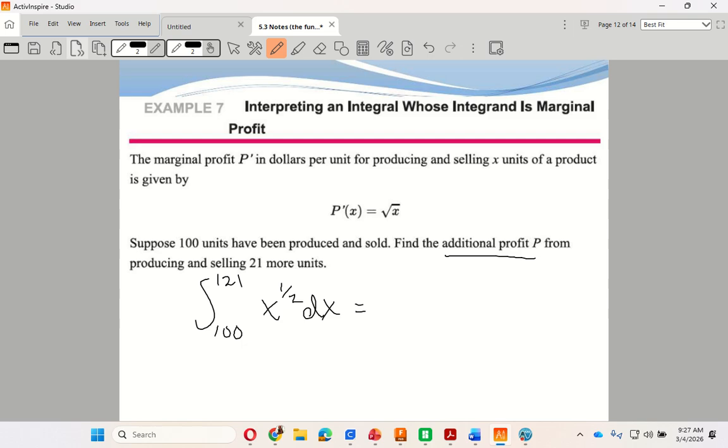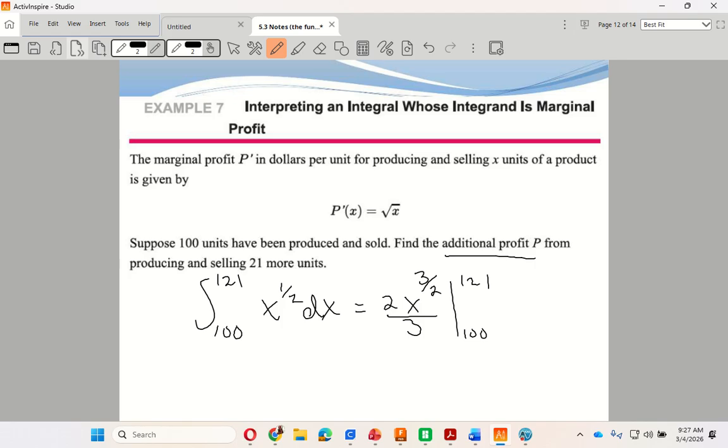That's going to give me x to the 3 halves divided by 3 halves, right? But if you're dividing by a fraction, isn't that the same as multiplying by the reciprocal? So 2/3 x to the 3 halves, from 100 to 121. There we go. So now I've shown work for my problem. I've done what I needed to do.